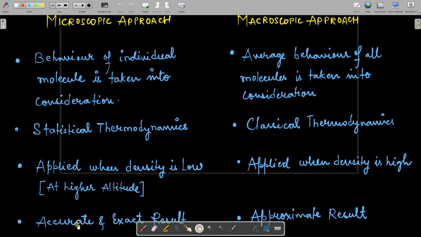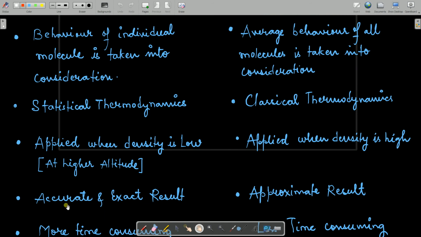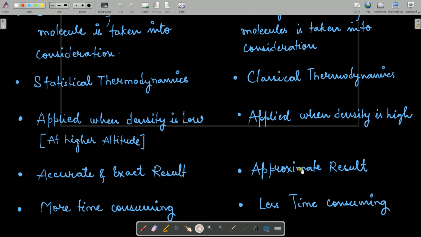The microscopic approach, of course, will give you exact and accurate results. Why? Because here you are dealing with each and every molecule, so perfect results will be obtained for each molecule. But in the macroscopic approach, since we are generalizing things and taking the average, the results will not be that accurate or exact, rather they would be approximate. But more or less they would be close. Our work will be done, that will not be affected.